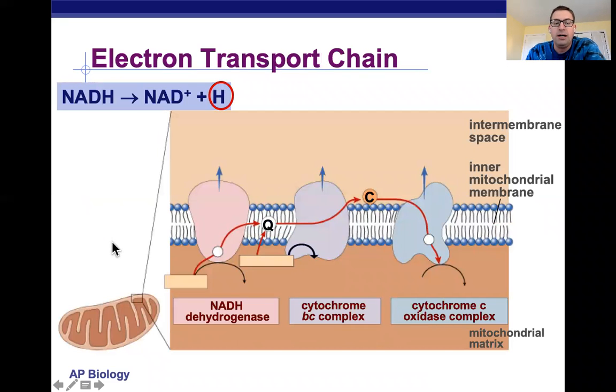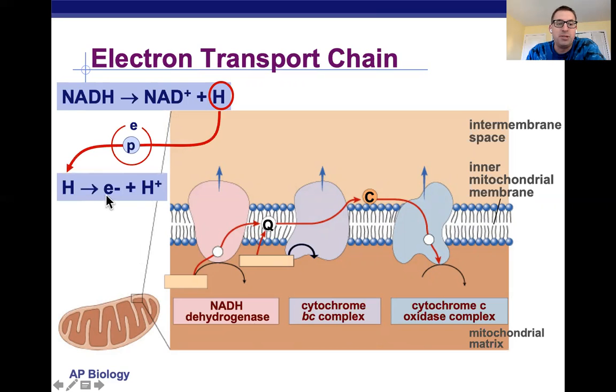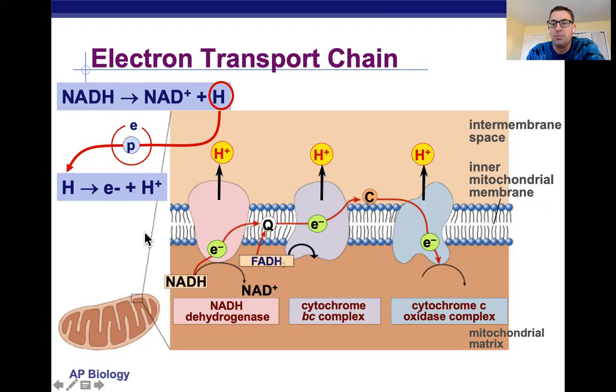To give you a visual, there is a hydrogen atom with one electron and one proton. What happens is that it is split into the electron and proton that make it up. The electron is then passed from one protein to the next, and as it passes, the energy is used to pump protons into the intermembrane space.